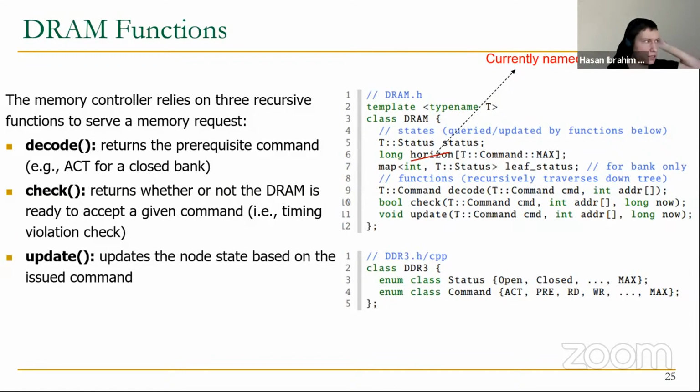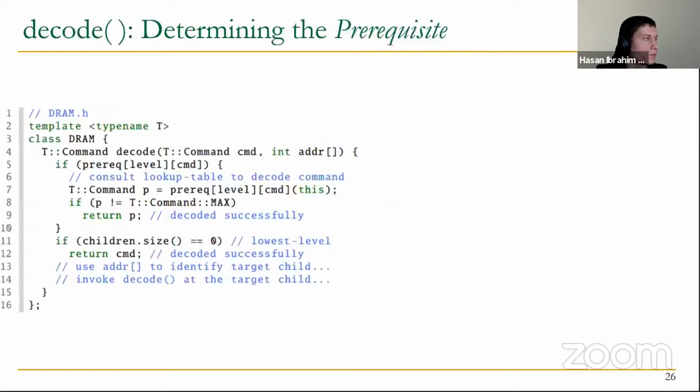Okay, and I believe the last function is update, and this basically updates the node state based on the issued command. So let's say we issue an activate command, it updates the status variable and also the next variables to indicate the new state of the DRAM, both in terms of the operation, to indicate that a row has been opened, and also to indicate when a subsequent read or write will be allowed.